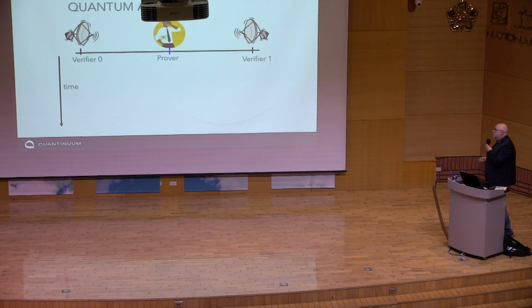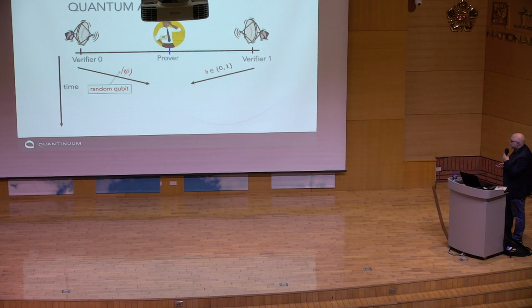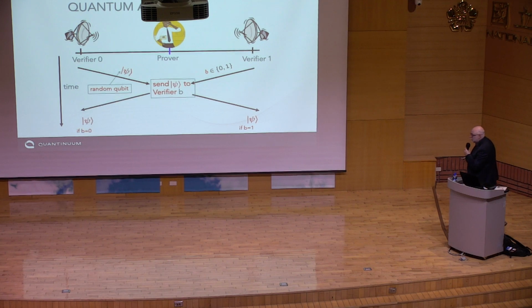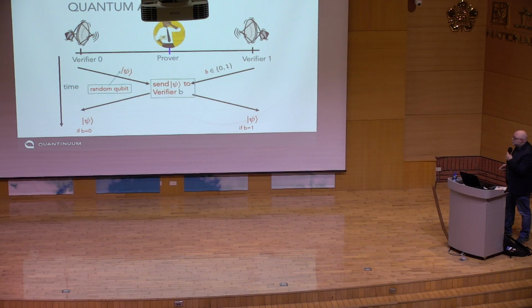And so what could be a good quantum protocol? And here's one where the verifier 0 sends a random qubit to the prover, and verifier 1 sends a random bit. And the prover, upon receiving these, if B is 1, routes on the qubit to verifier 1, and if B is 0, he returns the qubit to verifier 0. So this is a very simple protocol, and it actually feels quite secure.